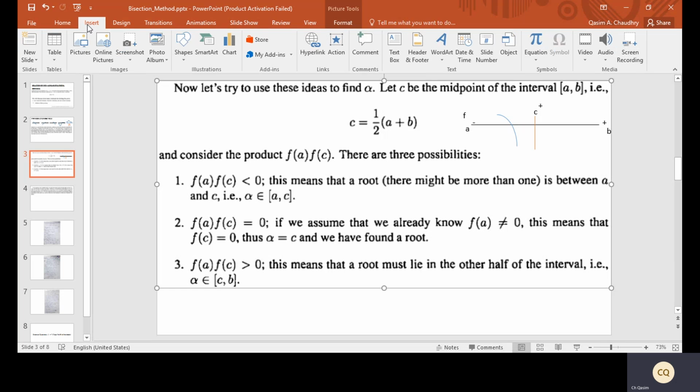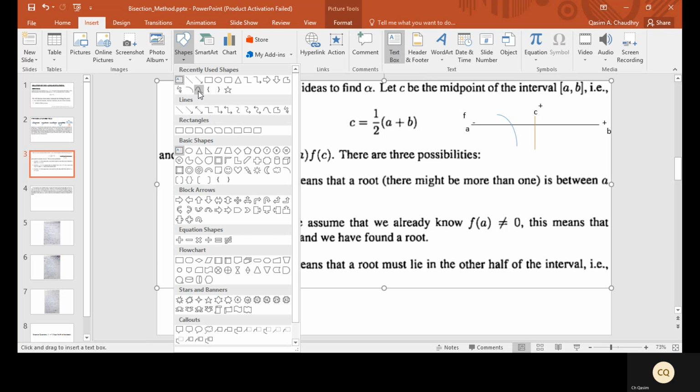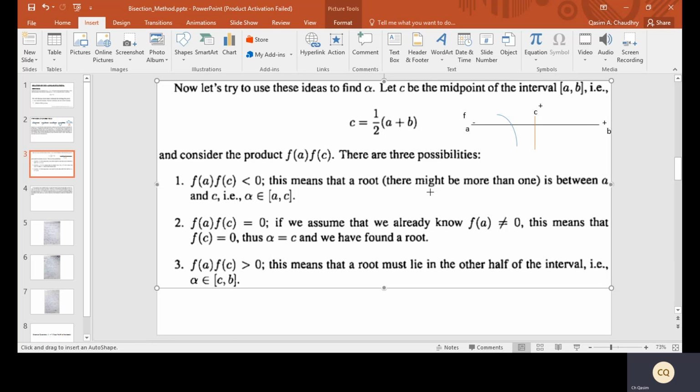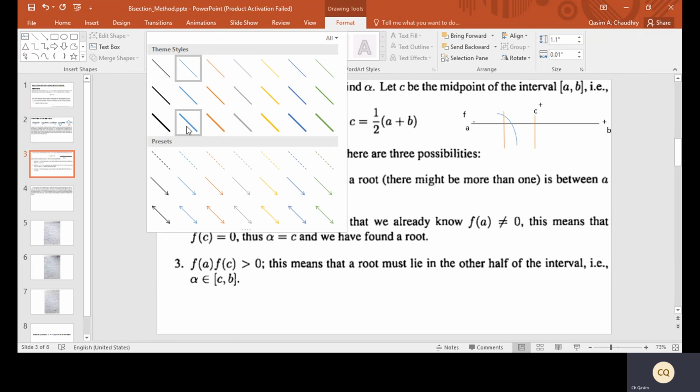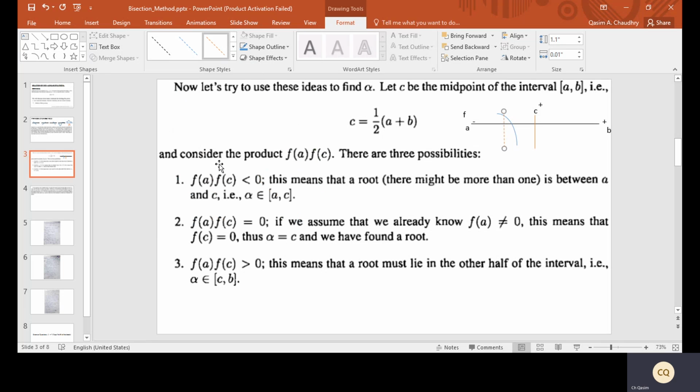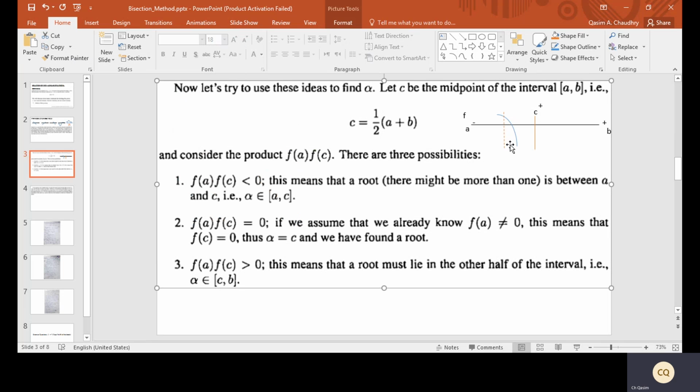Let me draw one more line here, students. So now we have found a new interval between a and c. So we can say the root lies between a and c now. Now let's find the center value. Maybe this one is the center value. This is the rough idea, but you can calculate it. Students, if you want to change the color, let's say, okay, this dotted line is your new point. This is C1 and this is now C2.